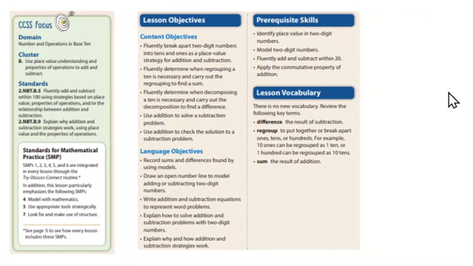Our objectives for lessons 8.1 and 8.2: fluently break apart two-digit numbers into tens and ones as a place value strategy for addition and subtraction. Fluently determine when regrouping a 10 is necessary and carry out the regrouping to find a sum. Fluently determine when decomposing a 10 is necessary and carry out the decomposition to find a difference. Use addition to solve a subtraction problem. Use addition to check the solution to a subtraction problem.